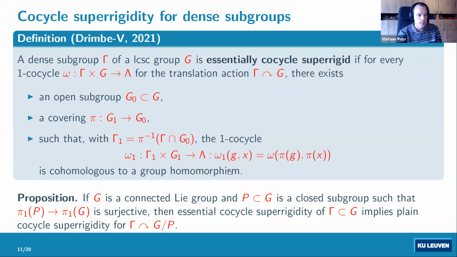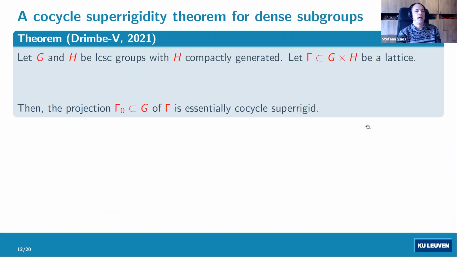How did we do this? Well, there is a very general such essential superrigidity property that we prove for dense subgroups of locally compact groups. And the typical thing is the following. We are looking at irreducible lattices. So the theorem that we prove is where G is any locally compact group, H as well. You assume H to be compactly generated, and you take a lattice in G times H. Then, of course, you can project this onto G. This gives you a subgroup of G.